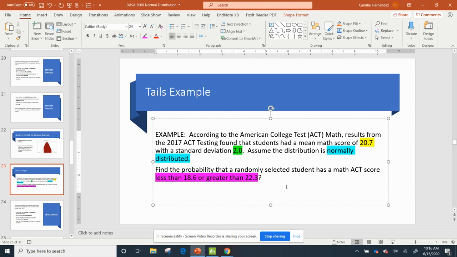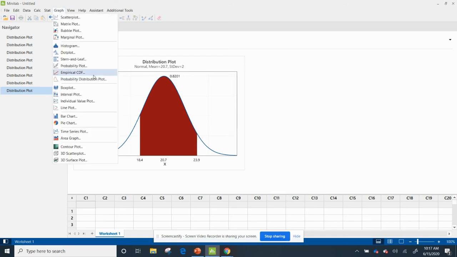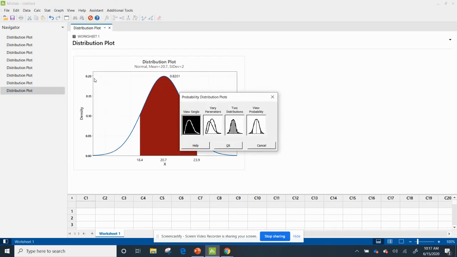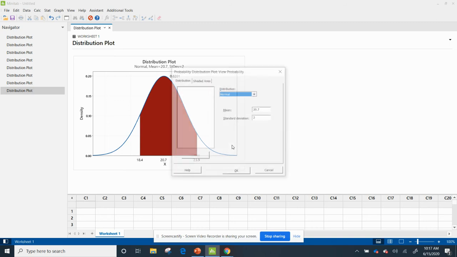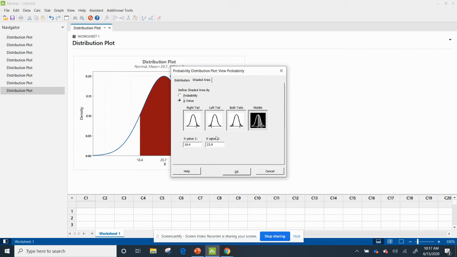It has a less than and it has a greater than in it. Yes, you could do these separately and add them together. I think that's kind of tough and it can get a little bit confusing. So let me show you what we're going to do. Again, it's saying it's less than 18.6 and greater than 22.3. So my first step is I'm going to go back to graph, probability distribution plot, and hit view probabilities. I've got my mean and my standard deviation in there, and I'm going to go to shaded area, and I'm going to keep the middle one selected.